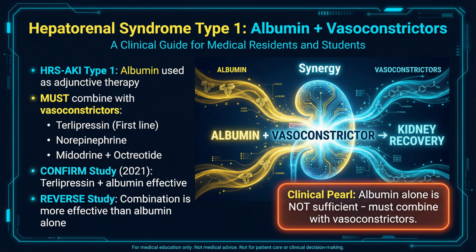The third key indication is hepatorenal syndrome, specifically HRS-AKI type 1. It is critical to understand that albumin here is an adjunctive therapy. It must be combined with a vasoconstrictor like terlipressin, norepinephrine, or a combination of midodrine and octreotide. The CONFIRM and REVERSE studies both demonstrated that this combination approach is effective. Remember, albumin alone is not sufficient for treating hepatorenal syndrome.